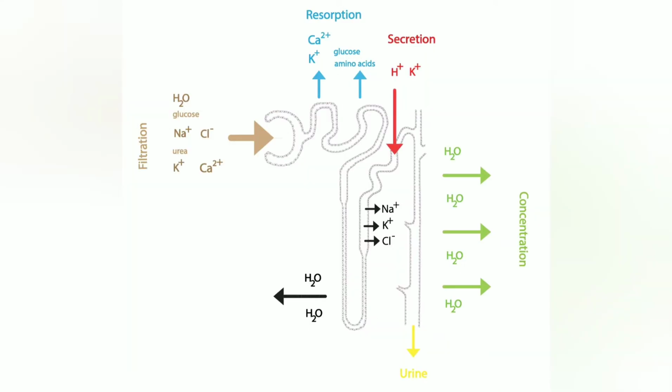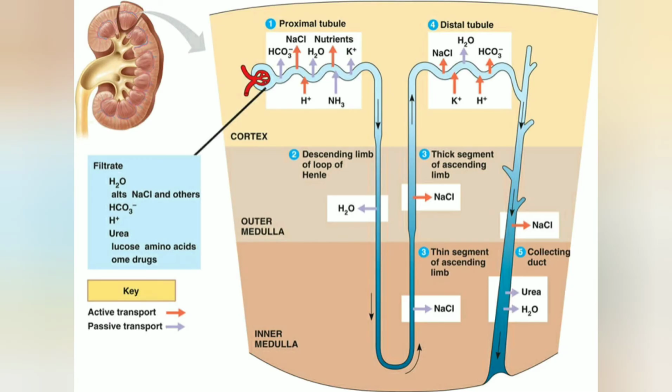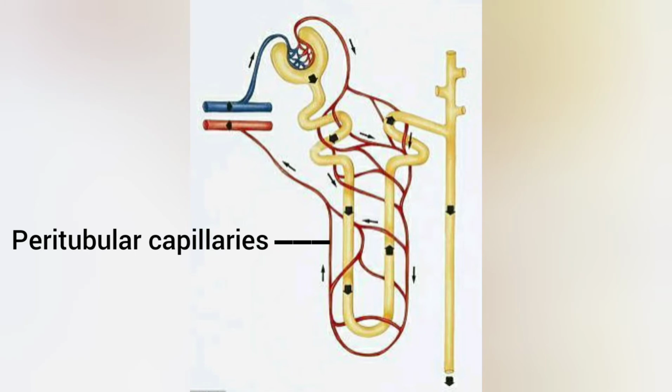Now this filtrate enters into the third part. That third part is tubular secretion, or we can also call it augmentation. This particular step takes place in DCT. What happens here? The filtrate from PCT, passing through the loop of Henle, now enters into DCT. This is surrounded by peritubular capillaries.